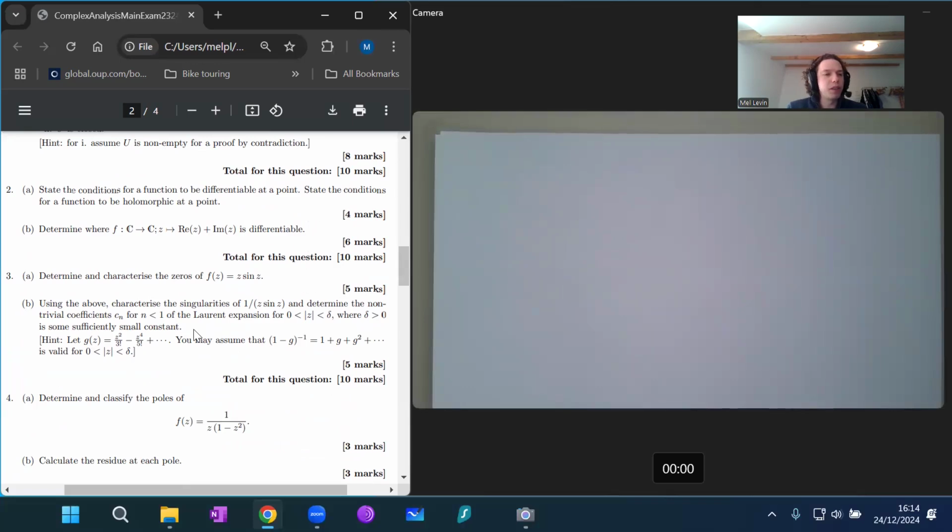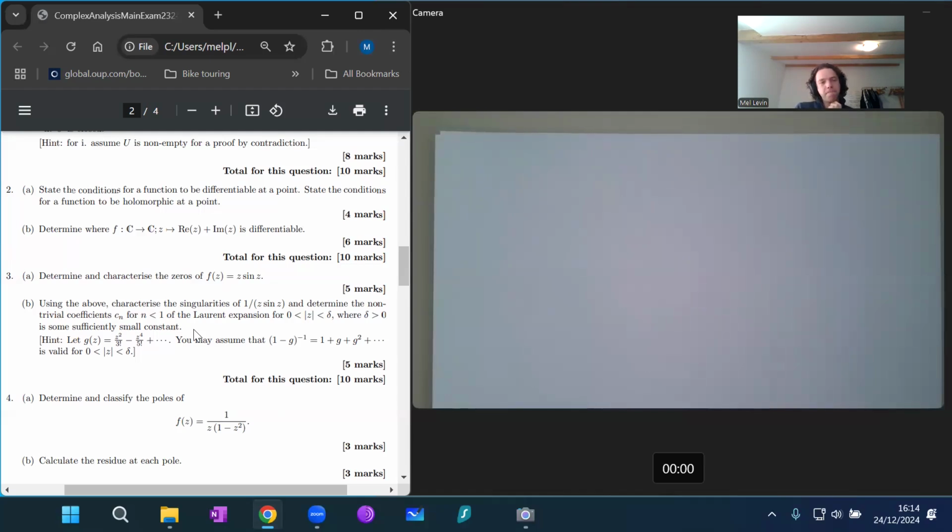So 3a, determine and characterize the zeros of f of z equals z sine z. Okay, so what do they mean by determine and characterize the zeros of this function? The zeros of a function is pretty straightforward. That's just the values of z which make f of z equal to 0.